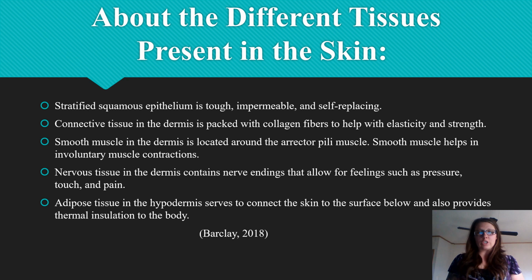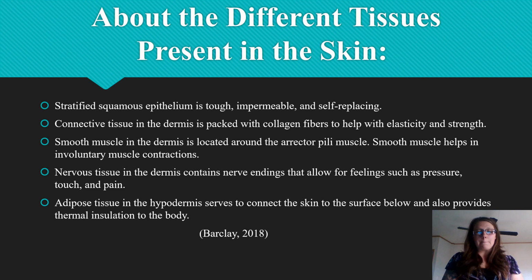This slide is about the different tissues present in the skin. These tissues could be present in one or more layers of the skin, and each play an important role in the integumentary system. Stratified squamous epithelia is tough, impermeable, and self-replacing, and makes the outermost layer of the epidermis. The connective tissue in the dermis houses blood vessels.